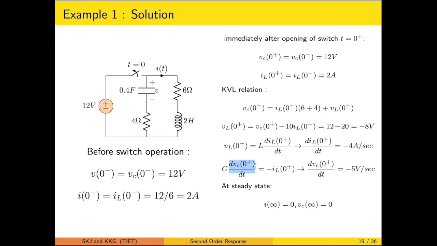Derivative of the capacitor voltage at time t equals 0 plus. Likewise, the current is... Now please be mindful that in this, the negative sign is attributed. So what is the reason for this? Because the inductor current has been assumed, likewise, downward in this.